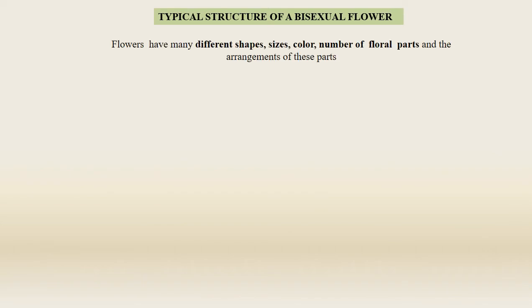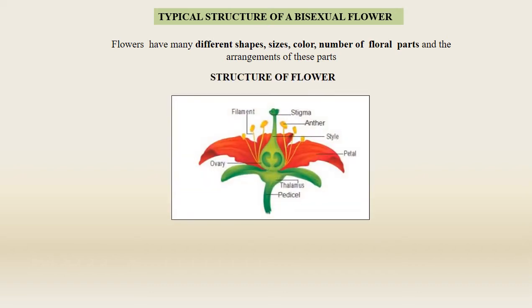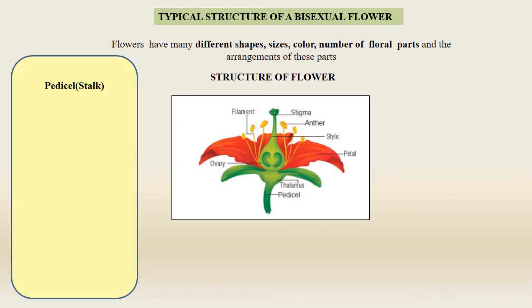Typical structure of a bisexual flower. Flowers have many different shapes, sizes, colors, numbers of floral parts, and arrangements of these parts. However, all of them have certain features in common. Pedicel or stalk. Flowers grow as a specialized branch at the tip of a stalk known as the pedicel or peduncle.